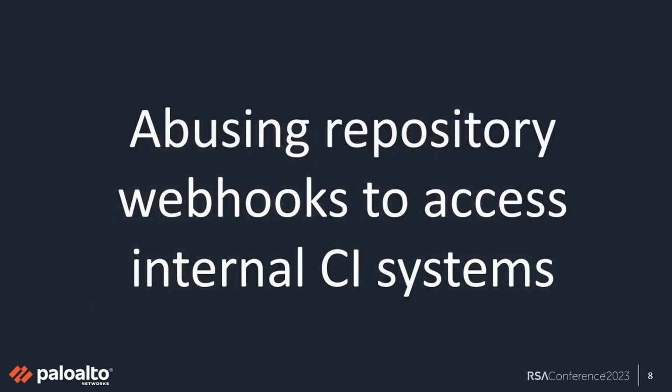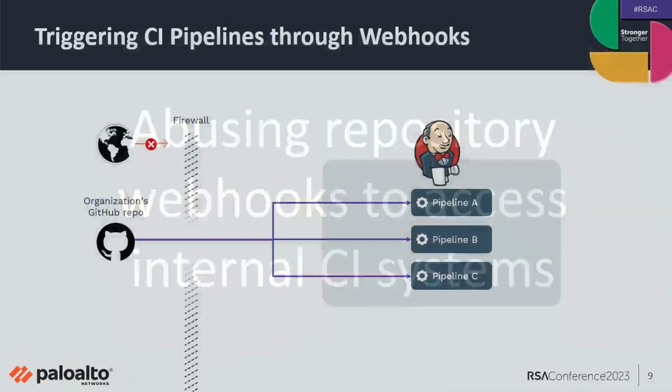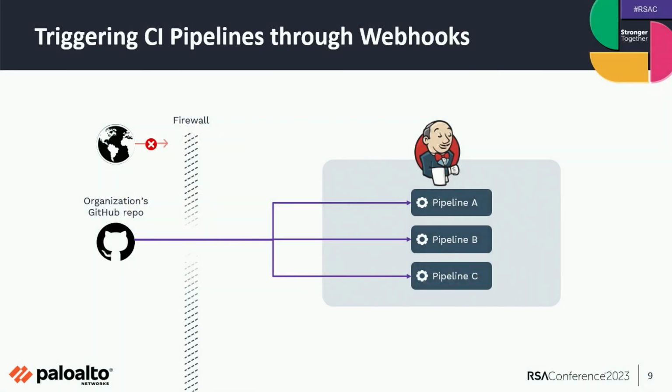Okay, so let's begin our journey and see how we could abuse repository webhooks to access these internal CI systems. As Asaf just mentioned, many organizations today opt for an architecture that combines a SaaS-based source control management system, SCM, like GitHub or GitLab, with a self-managed CI, like TeamCity or Jenkins, located behind the corporate's firewalls, which is not exposed to the public internet.